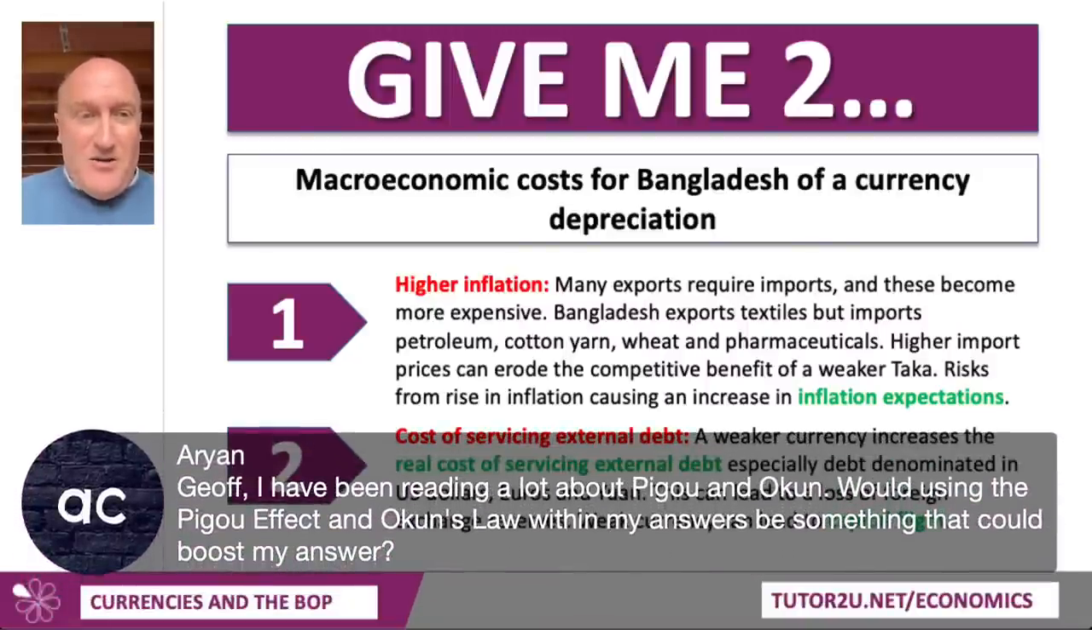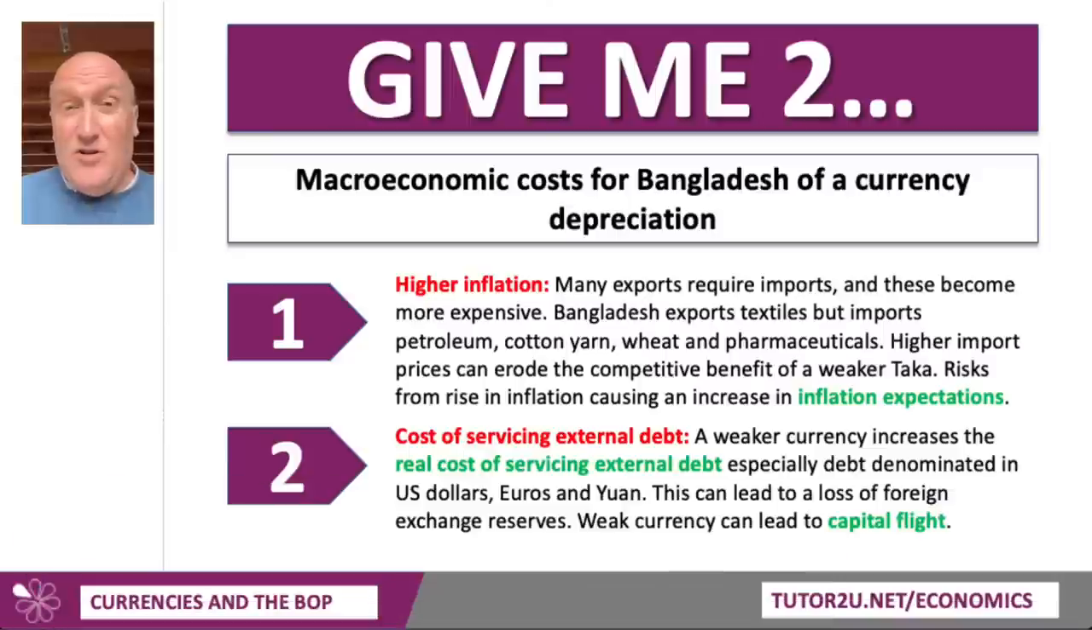Interestingly, here's Aaron's point. I've been reading a lot about Pigou and Okun. Would using the Pigou effect in Okun's law be something that boosts my answer? I think the answer is I would probably leave it out of A-level. They're useful theories, but they really belong to first year, second year undergrad. So probably don't use them in the A-level.